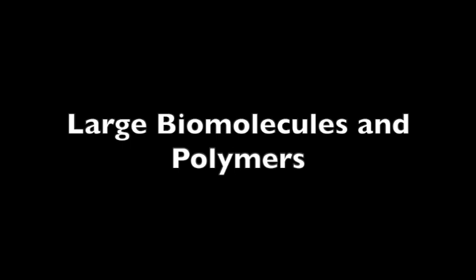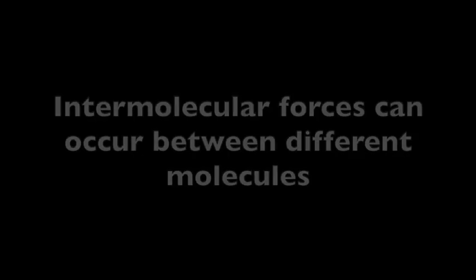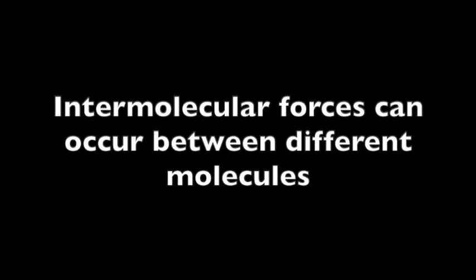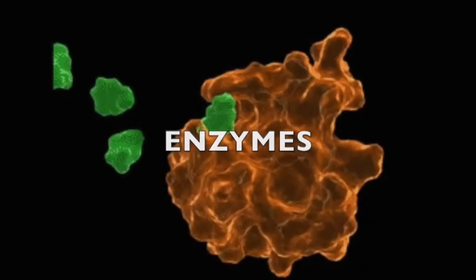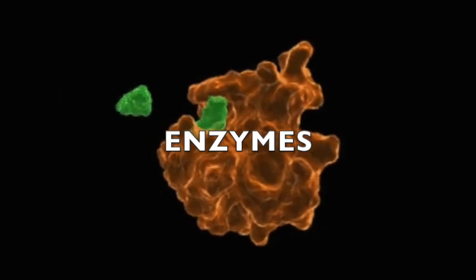Now let's talk about large biomolecules and polymers. In large biomolecules or polymers, intermolecular forces can occur between different molecules or between different parts of the same large molecule. The properties and function of these molecules depends strongly on the shape of the molecule, and the shape is largely dictated by intermolecular forces. Let's take a look at an example. Enzymes.